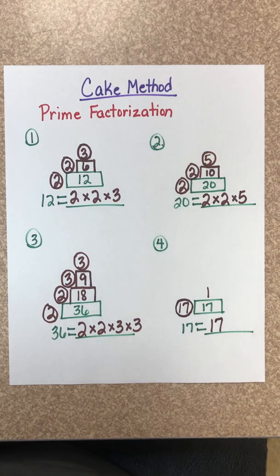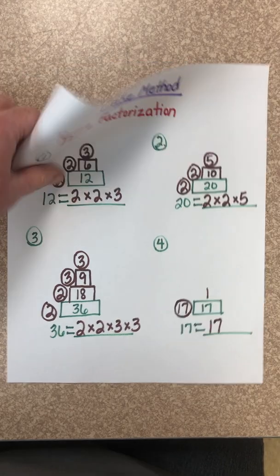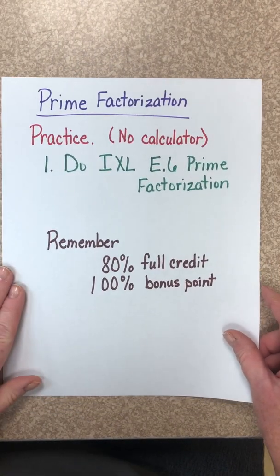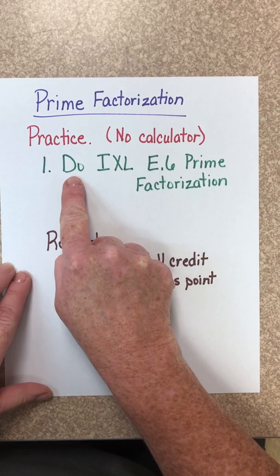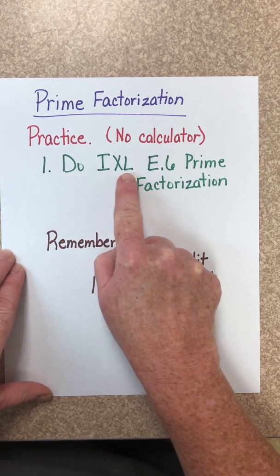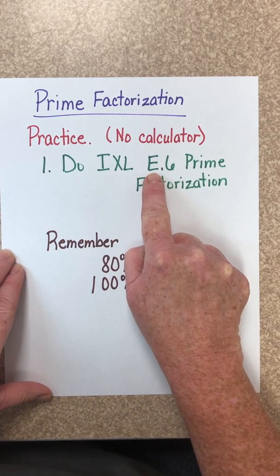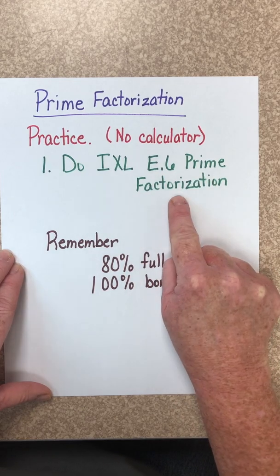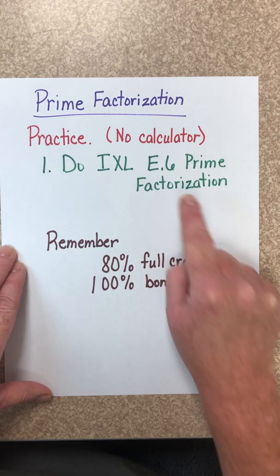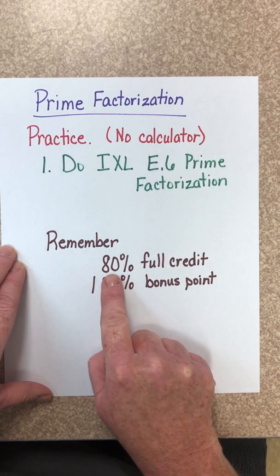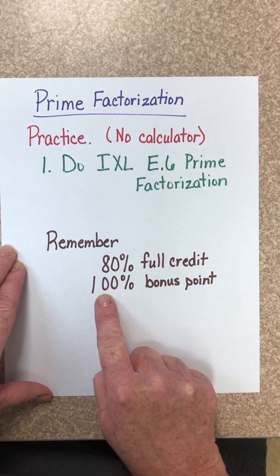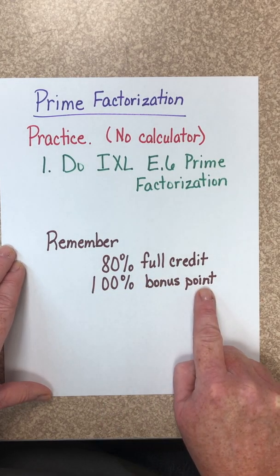Okay, I've shown you 2 methods, the tree method and the cake method. You need to think about which method is best for you, and that's the one you should practice. So now let's talk about the practice. For practice, I want you to do IXL, 6th grade, E.6, and you should see the words prime factorization. You can use either method that I showed you today. Please remember, 80% will give you full credit and 100% will give you a bonus point. Good luck!